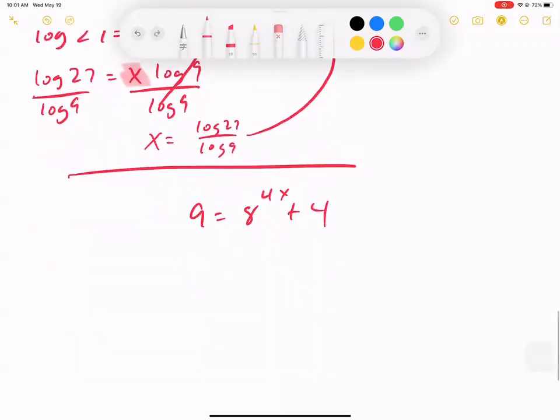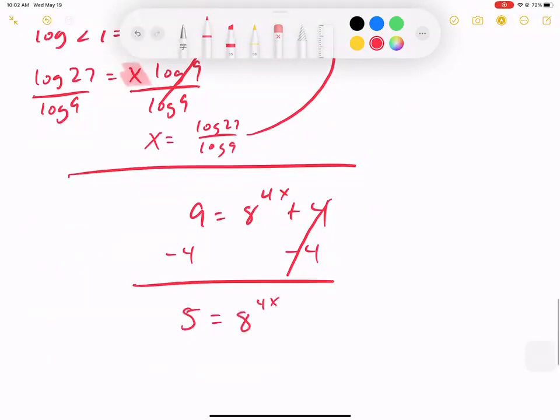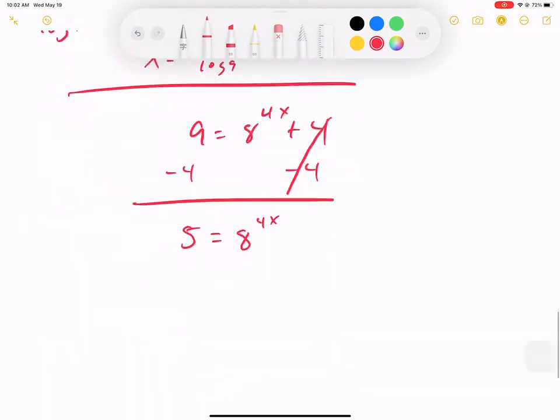Who should we ask to leave? The 8 with the exponent or the 4, which is just a common 4? Get rid of the commoners first. The exponents can stay as long as they want. So we're going to get rid of this 4 because the opposite of plus 4 is minus 4. That's kind of easy. 9 minus 4 is 5. So 5 is equal to 8 to the 4x power. Now we're stuck here. How can I get 8 to look like 5? You can't, right? So we know this answer is going to be some type of fraction or decimal. So let's go ahead and finish it off.